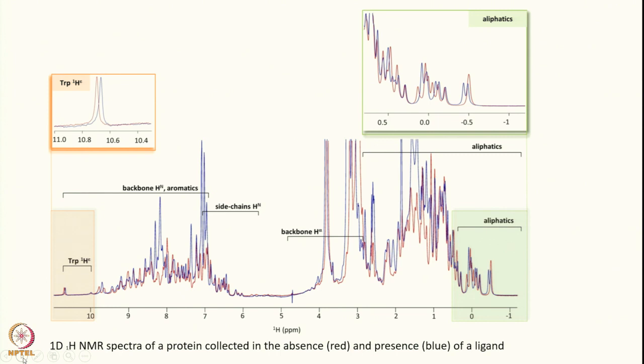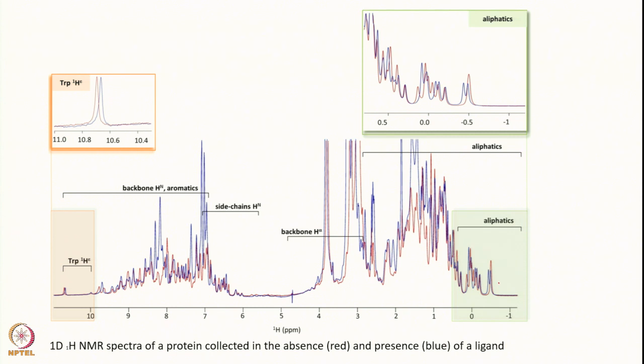Before going to HSQC, I will just tell you, if you are not labeling, and your protein is very good, well dispersed, you can even use unlabeled protein, record a high resolution experiment, and find out whether the ligand is binding or not. So, here is a protein 1D spectrum. You can say this protein is very well resolved, right. The red line is in the absence of any drug, and the blue line is in the presence of a drug.